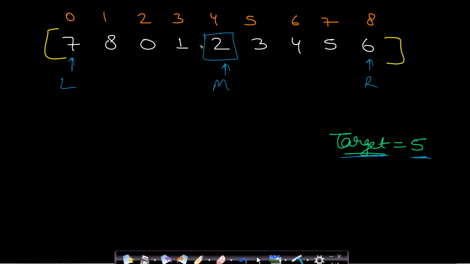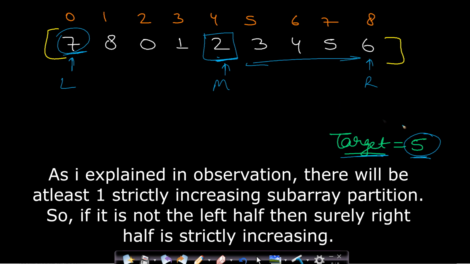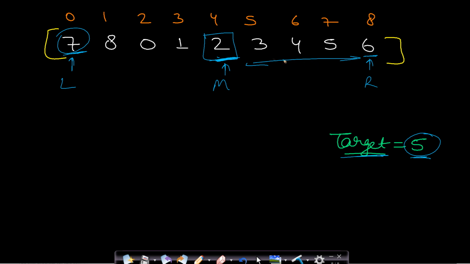So we will compare this mid with this left. Since this mid is less than this left, this half is not the uniform part which we are looking for. This right hand side is the uniform part. So now we will see if 5 falls in the range of this mid to right. You can see that yes, 5 falls in this range. So we will search in this subarray only.